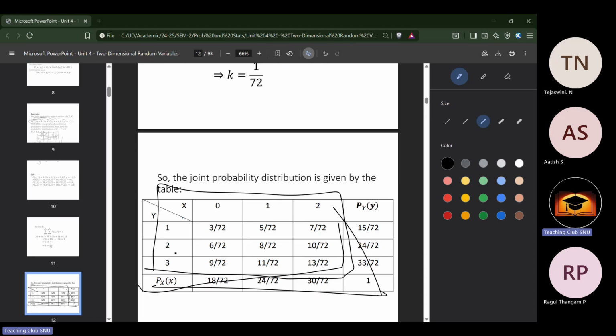Nicely. Now, for finding the marginal probability, what do you do? Fix something. If you are doing py of y, for a given y, add all the values of x. When x is 0, 3 by 72. When x is 1, 5 by 72.